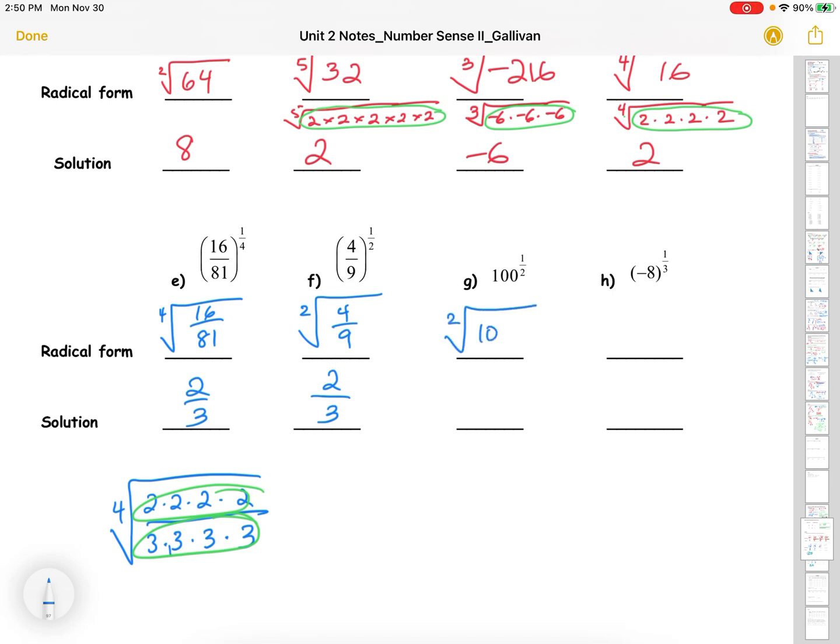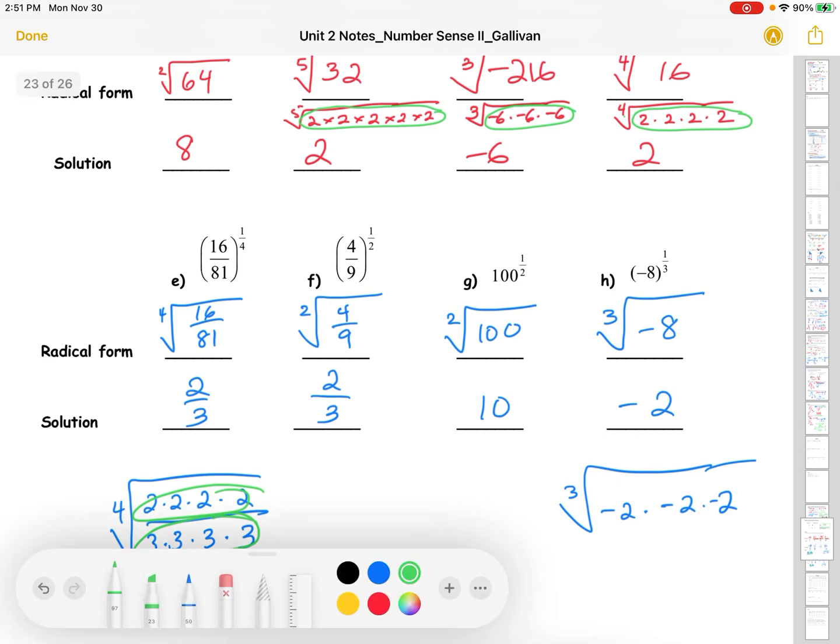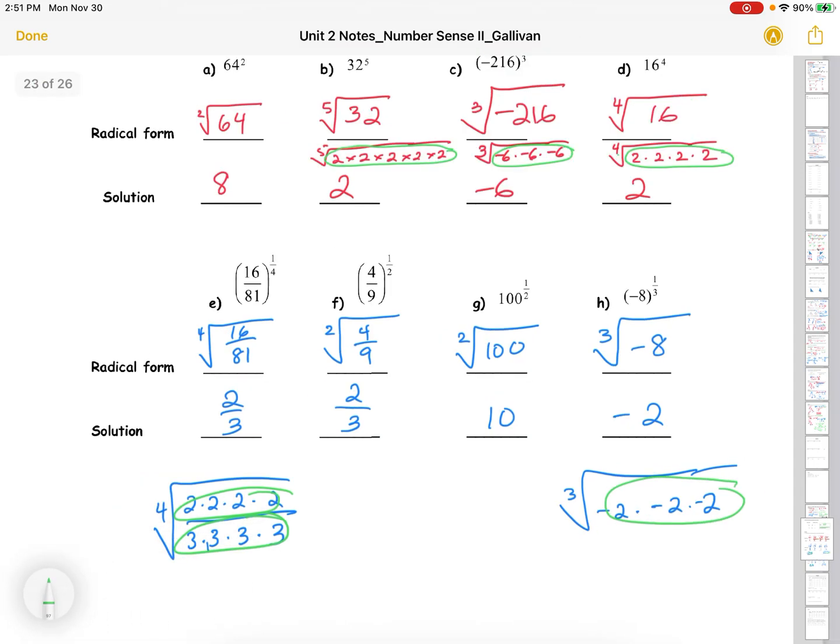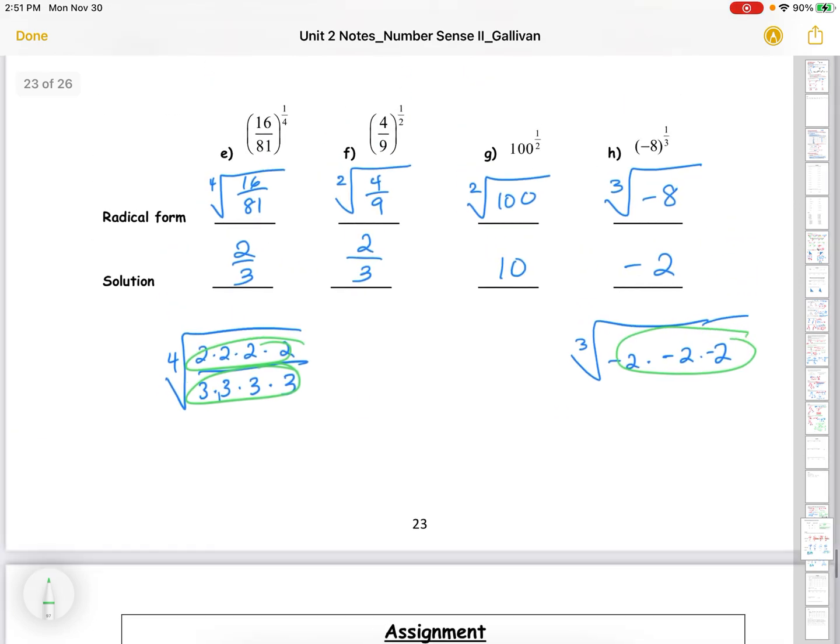Okay, here we would have square root of 100. The square root of 100 is 10. And then finally we have the cubed root of negative 8. Remember, cubed root, we've got a negative sign, so our answer is going to be negative. So this will be negative 2. Okay, it's a cubed root, so looking for 3 of them.